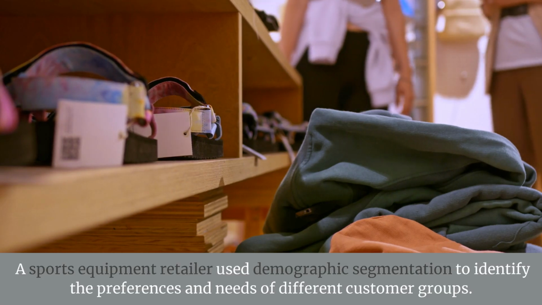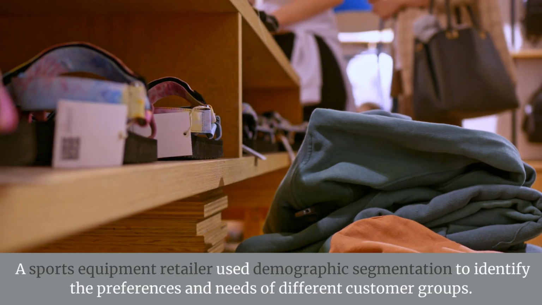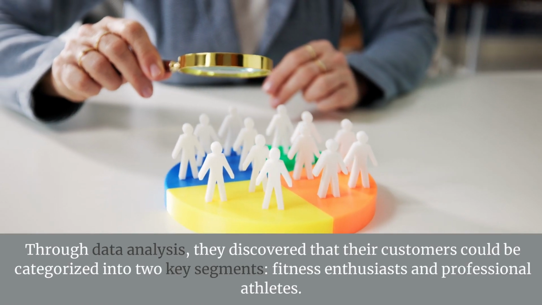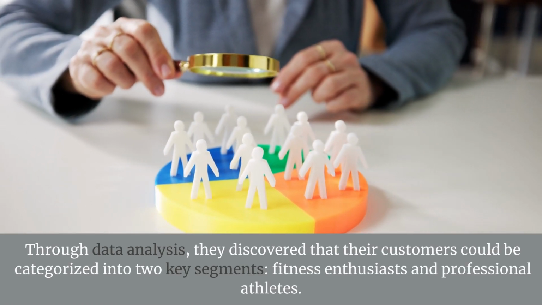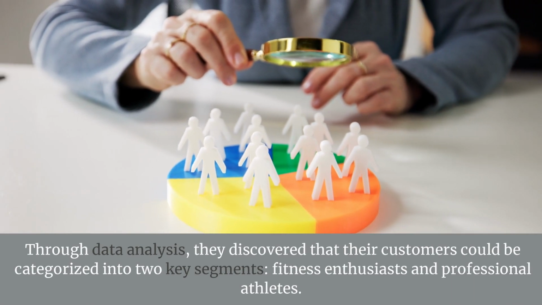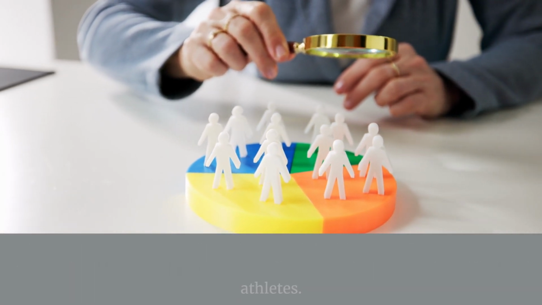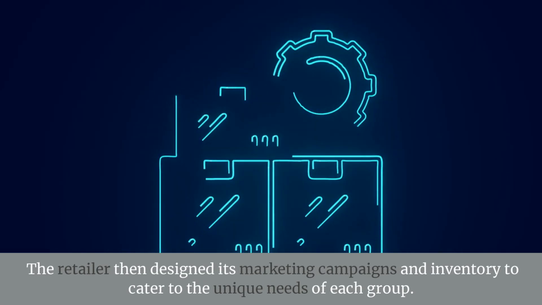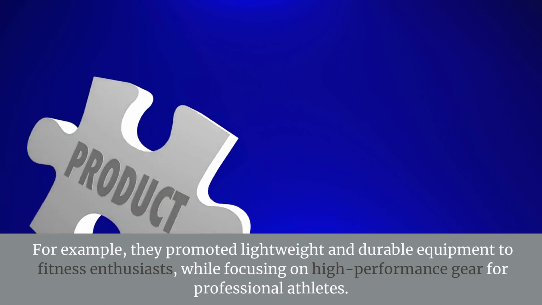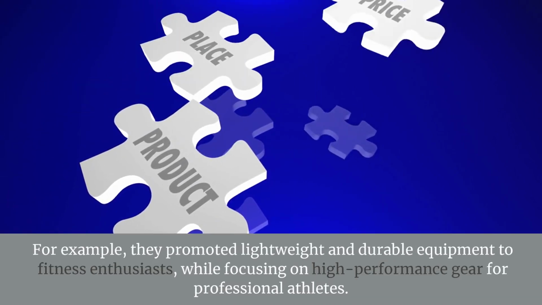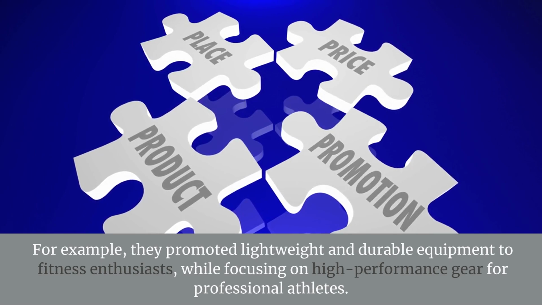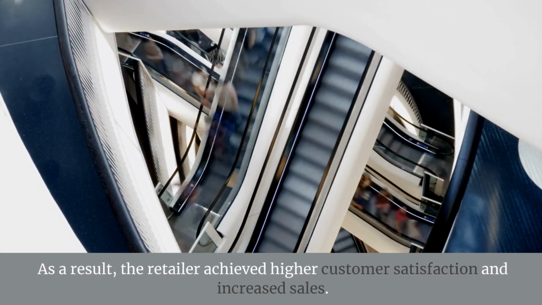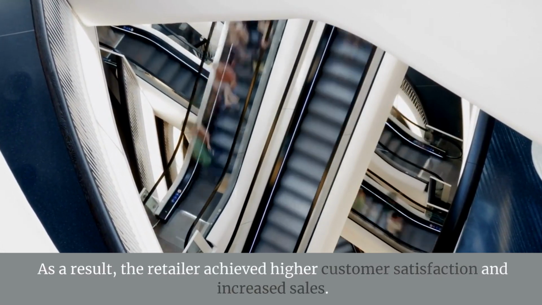A sports equipment retailer used demographic segmentation to identify the preferences and needs of different customer groups. Through data analysis, they discovered that their customers could be categorized into two key segments: fitness enthusiasts and professional athletes. The retailer then designed its marketing campaigns and inventory to cater to the unique needs of each group. For example, they promoted lightweight and durable equipment to fitness enthusiasts, while focusing on high-performance gear for professional athletes. As a result, the retailer achieved higher customer satisfaction and increased sales.